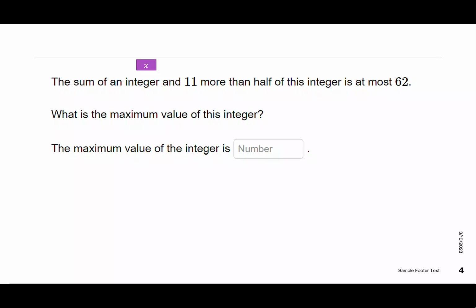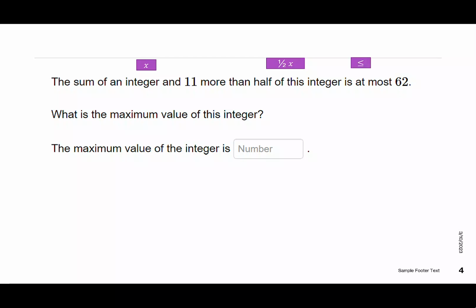Then we have 11 more than half of the integer. So again, I see the word integer and I put in a variable. This time it's half of that variable, so I have a half of x. Then I have this word at most. So at most means it's going to be smaller. So I want to put in less than or equal to.